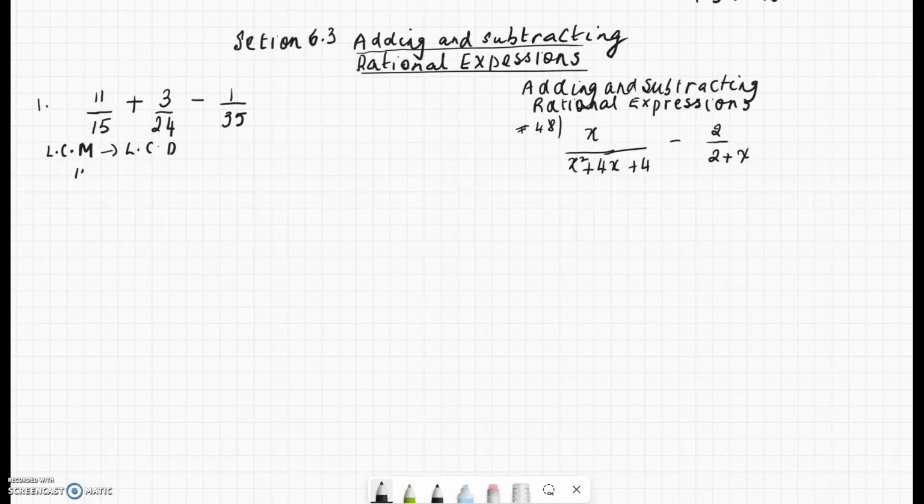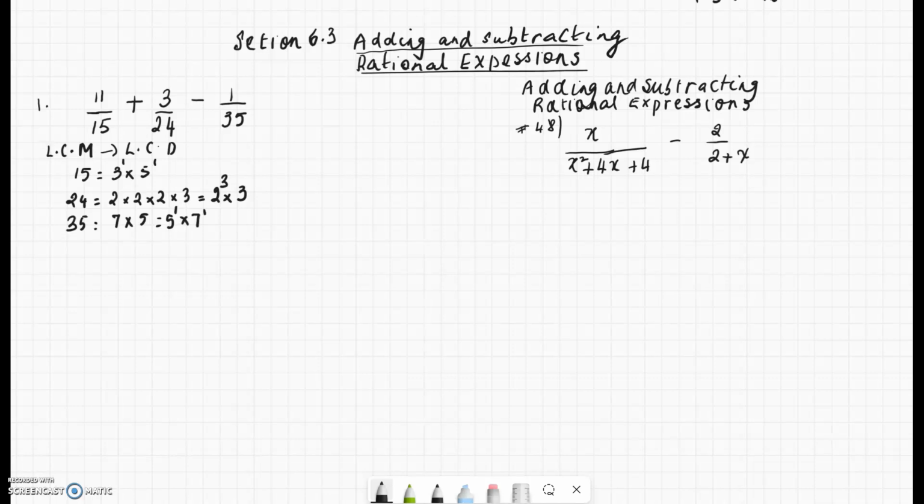So the prime factorization method, we factor it completely first. 8 3s are 24. 24 is 2 times 2 times 2 times 3. Put it in the exponential form, so that's 2 cubed times 3. And 35 is 7 times 5, which is in the exponential form. I'm putting it in increasing order of primes.